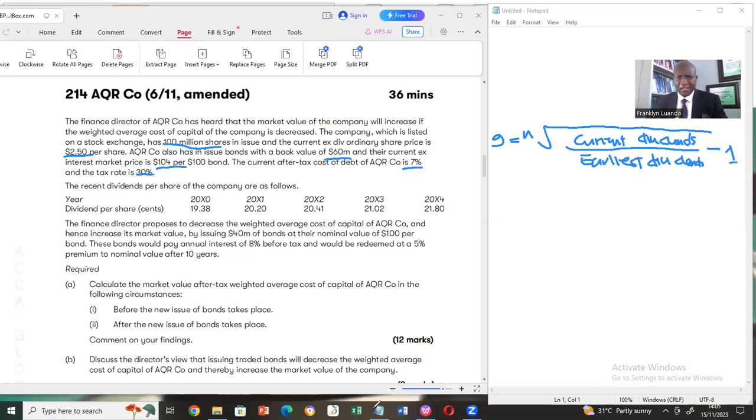So the current is 21.8 divided by the earliest, 19.38, minus 1. The number of years here is 5, but in the first year there's no growth, so you use the number of years less 1, which will be 4. And the growth there, to the nearest, is 3%.